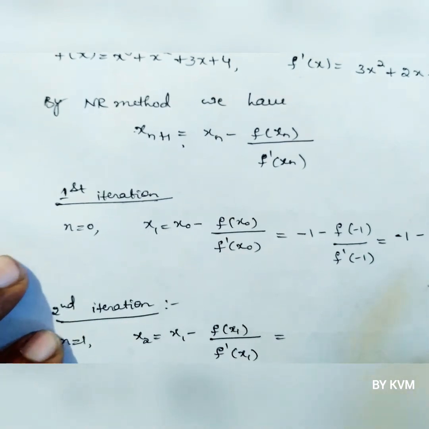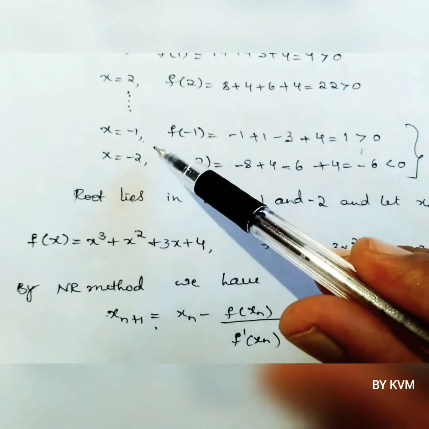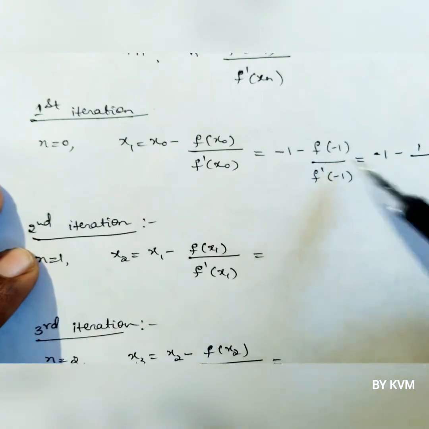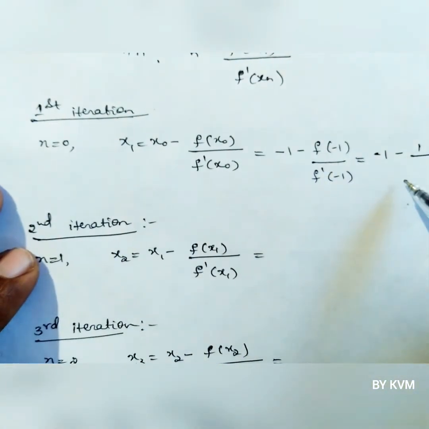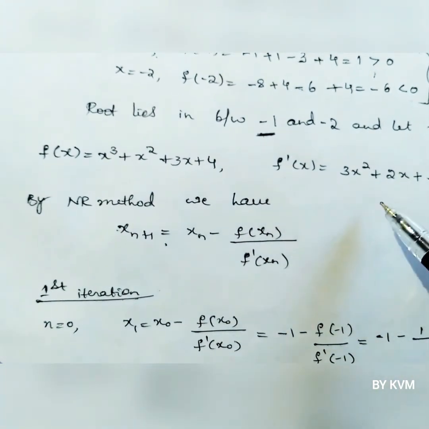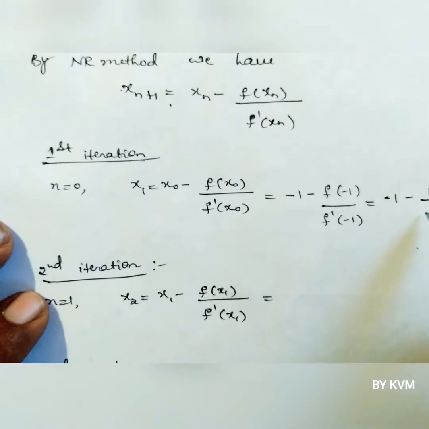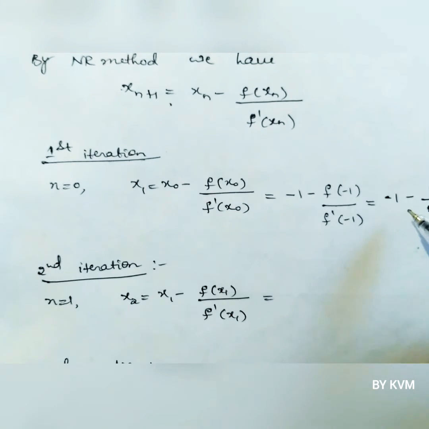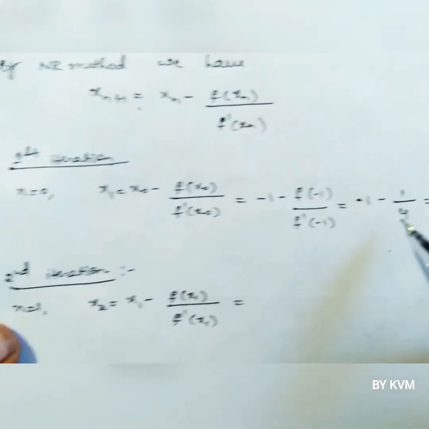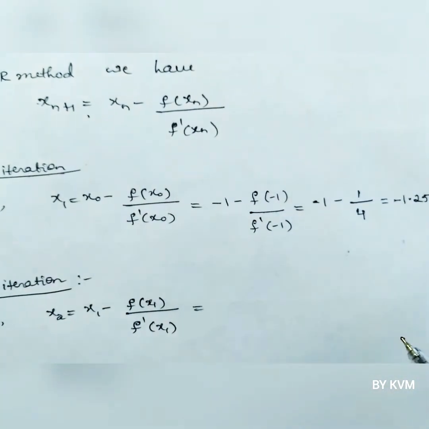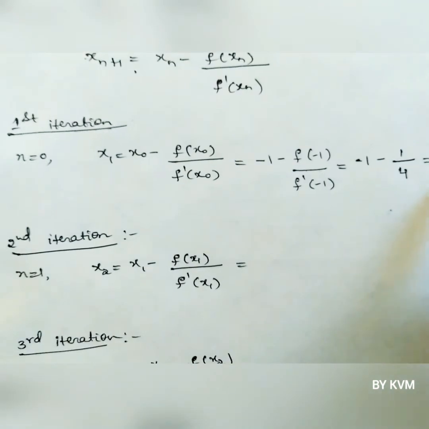So this is equal to minus 1 minus, so f of minus 1 is 1. We have already calculated f of minus 1. So f of minus 1 is 1, whole divided by f dash of minus 1. So f dash of minus 1 means you have to use this equation. By using the calculator, f dash of minus 1 is 4. So minus 1 minus 1 by 4 equals minus 1.25. So this is the root in the first iteration.